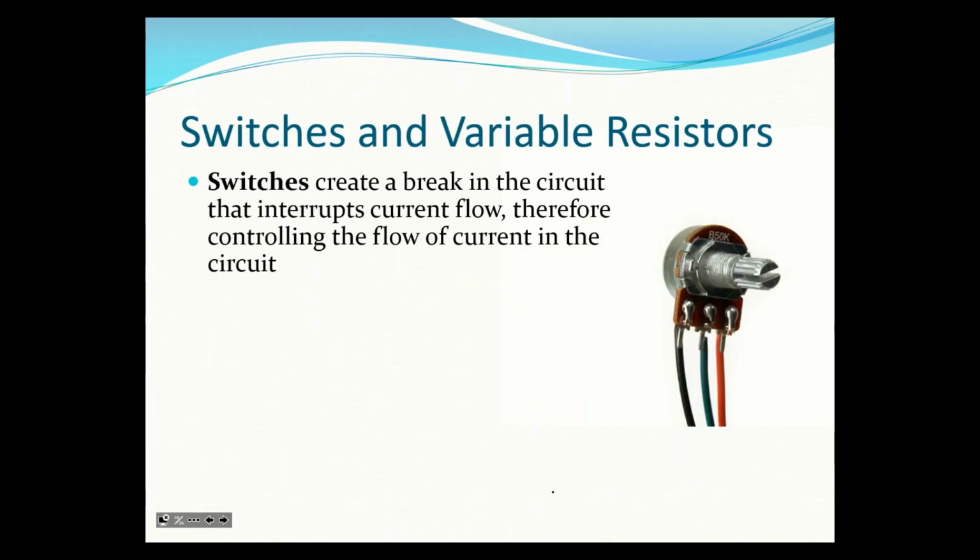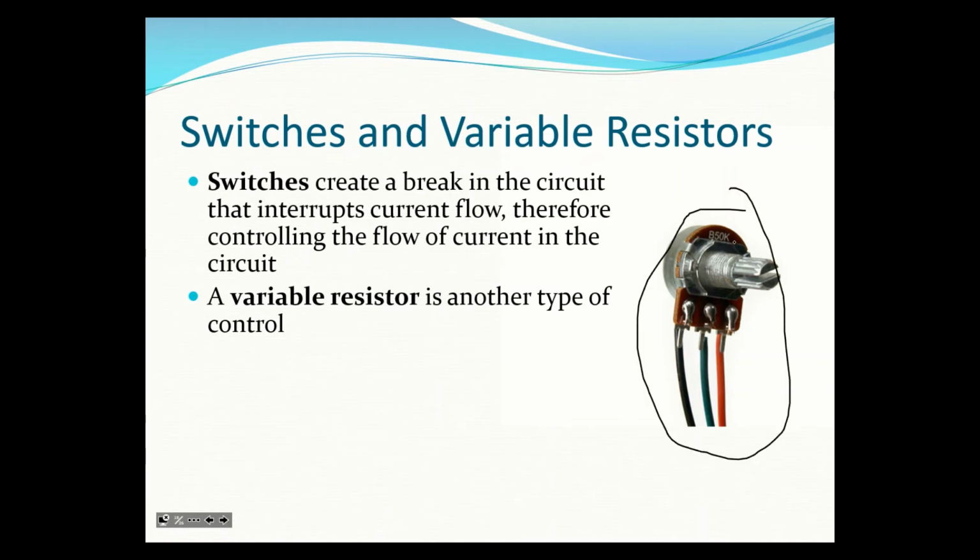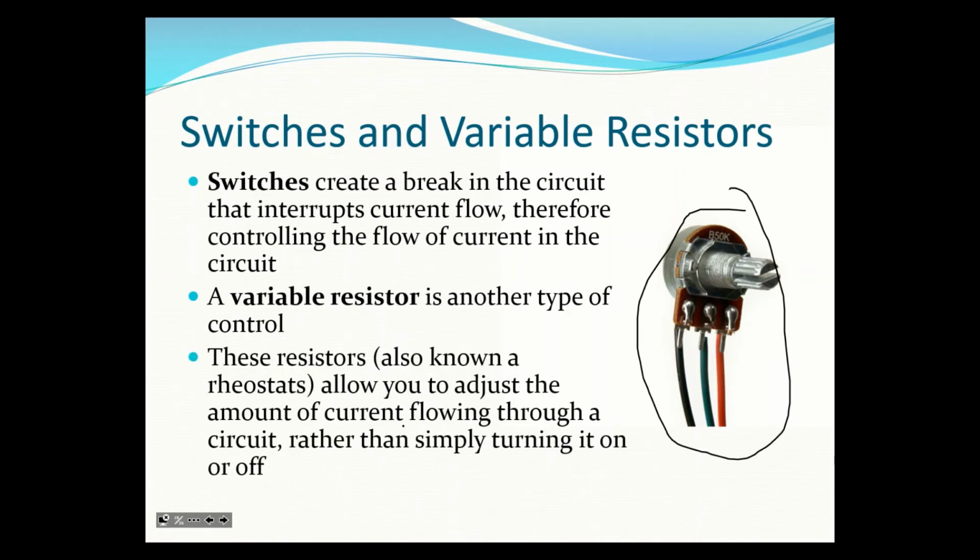So switches in a circuit can create a break in the circuit that interrupts the flow. But instead of just on and off, you can have something called a variable resistor. So variable resistors allow you to control, you can up the resistance, lower the resistance to change the amount of current. So this is how basic dimmer switches work, or like the knobs on your stove would do that as well. They allow you to change the amount of resistance that goes through there. So these resistors, known as rheostats, allow you to adjust the amount of current flowing through a circuit rather than simply turning it on and off.